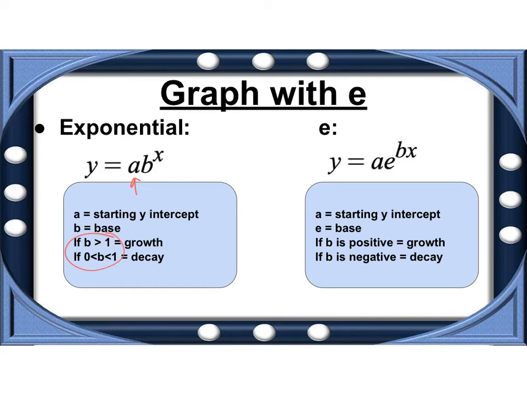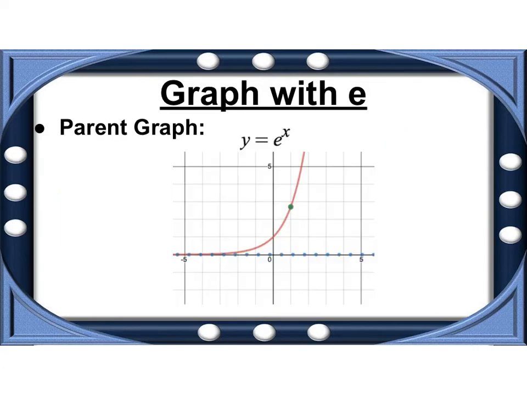But now with e, we make e the base. So when e is the base, a is still the starting y-intercept. Now we have to look at b, which is in the exponent, and if it's positive, it's growth. If it's negative, it's decay. So we don't compare it to 1 anymore. We talk about positive and negative, so essentially comparing it to 0.